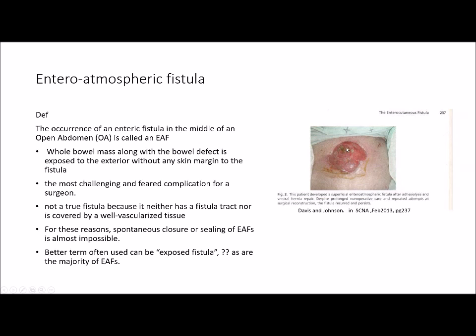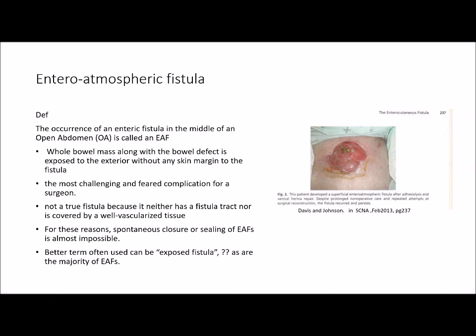And you find an opening out here. Does it have any skin anchorage? It doesn't. There's no anchorage of the skin. So, in strict terms, you can't call it a fistula. How can you call it a fistula? It has got to have an epithelial surface to define a fistula. That's not there. So basically, the definition is occurrence of an enteric fistula in the middle of an open abdomen. This is called EAF or enteroatmospheric fistula.